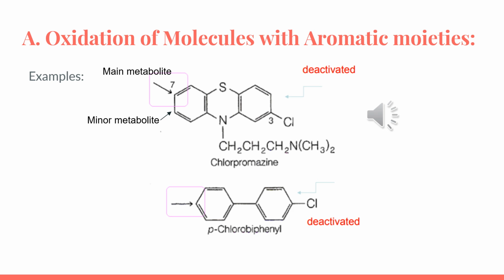Now to talk about drug 2, which is para-chlorobiphenyl. The para position is already occupied because there is a chlorine already attached to the benzene ring. If chlorine was absent, we would have had two sites for para-hydroxylation into two metabolites, maybe minor and major. However, since the chlorine atom is located on the benzene ring, that ring is a deactivated ring, and no hydroxylation reaction will occur.